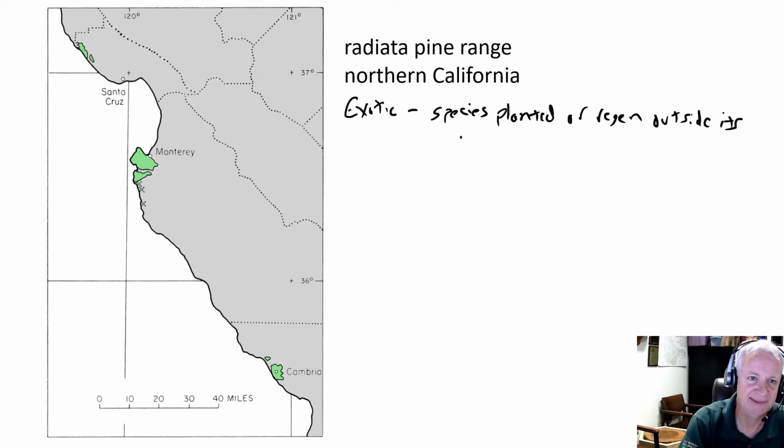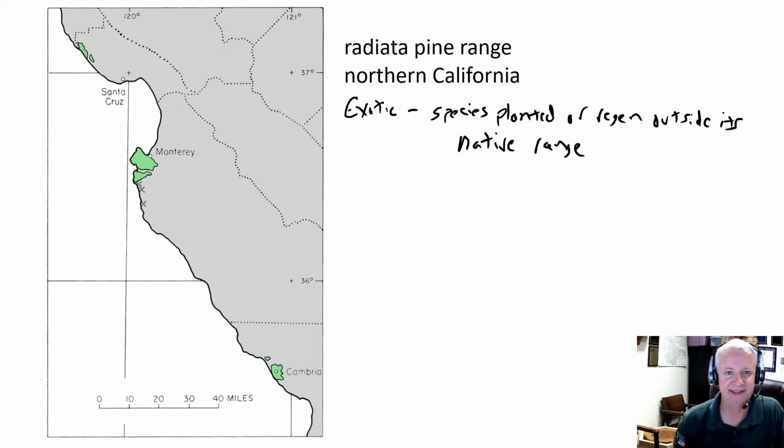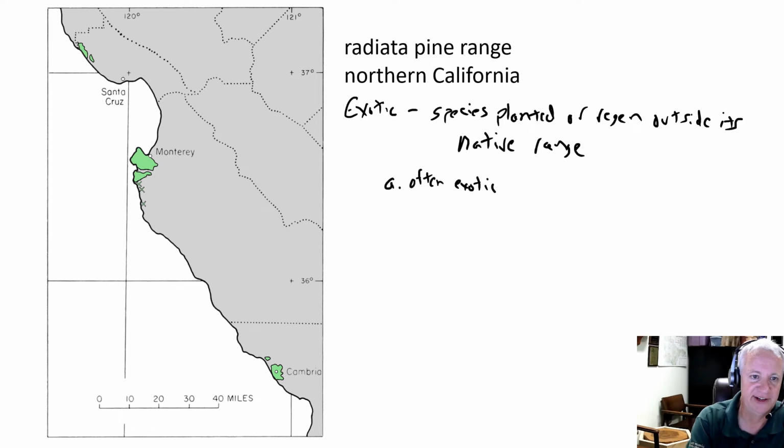I say planted because usually it's moved by humans, but not always. So an exotic is just a species planted or regenerated outside its native range. And like I said, forestry throughout the world uses exotics a lot. And why do they do that? Well, some of them relate to what we talked about with seed transfers, is that often exotics have advantages over native species.